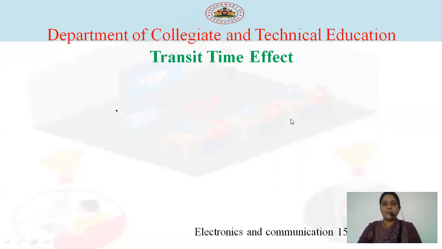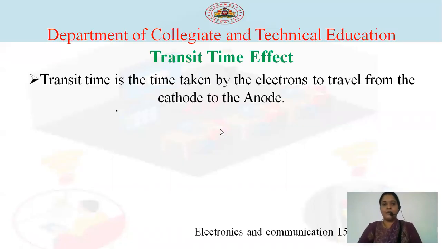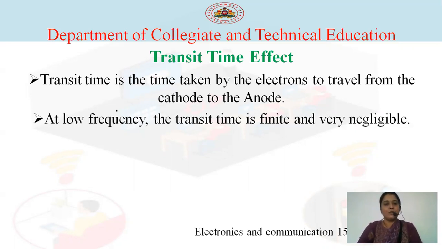Okay, the next one is transit time. It is the time taken by the electrons to travel from the cathode to the anode. That time duration taken by the electrons to travel from the cathode to the anode is called the transit time. At low frequency, the transit time is finite but negligible, meaning it is a very small value.